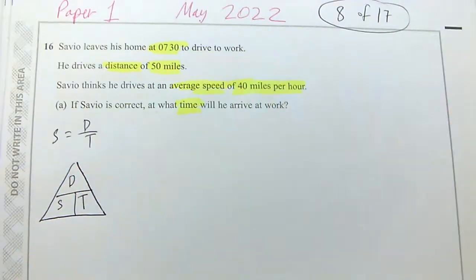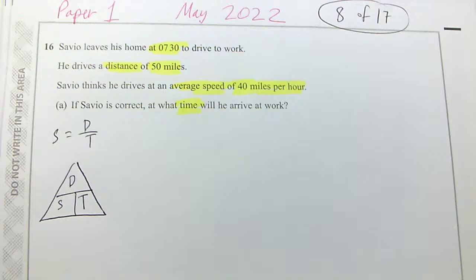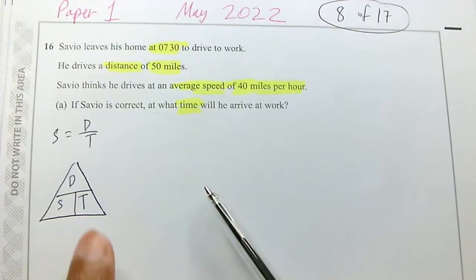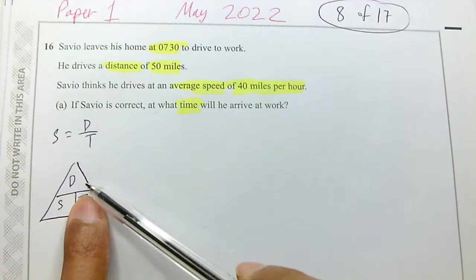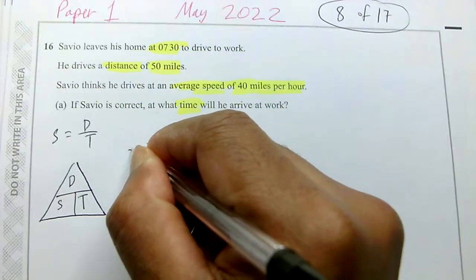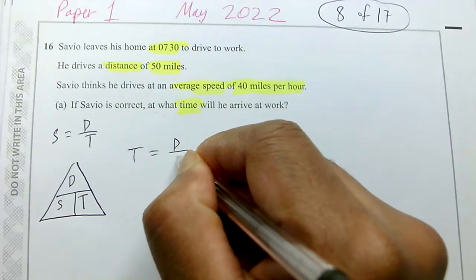Now you might be thinking, why am I writing it every single time? Make it a habit. If you have this as a habit, then when it comes to the exam, you're just going to write it down and you can get those method marks. All right, so now we need to work out the next part, which is time. So we need to cover time, t. So that's distance divided by speed. So time equals distance divided by speed.